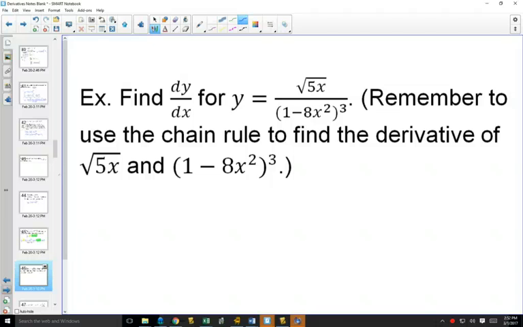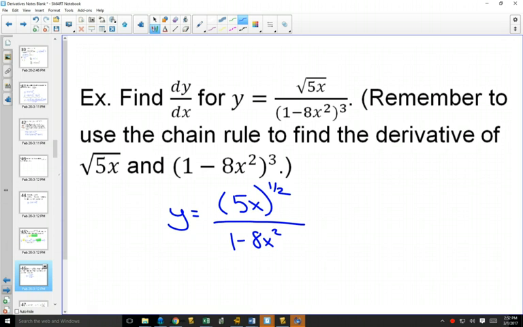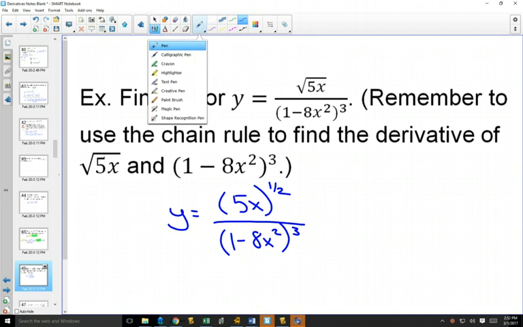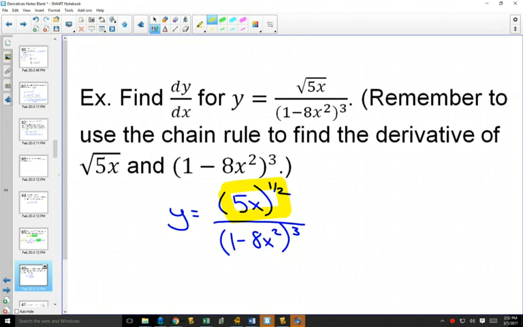Can you see that you probably have a quotient rule? Or if you wanted to bring that 1 minus 8x squared to the minus 3 up to the top, you would have a product rule. So I'm going to do this one as a quotient rule. I'm going to first rewrite it so that my 5x is to the power of 1/2. So I have my function on the top, I have my function on the bottom. Since we color-coded these before, I'm going to color-code my top function in yellow, my bottom function in green, just to help us remember the quotient rule.